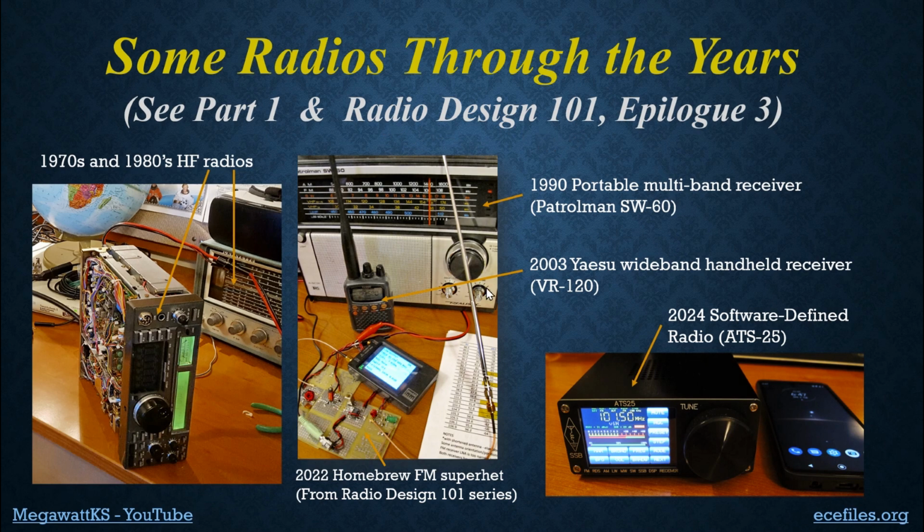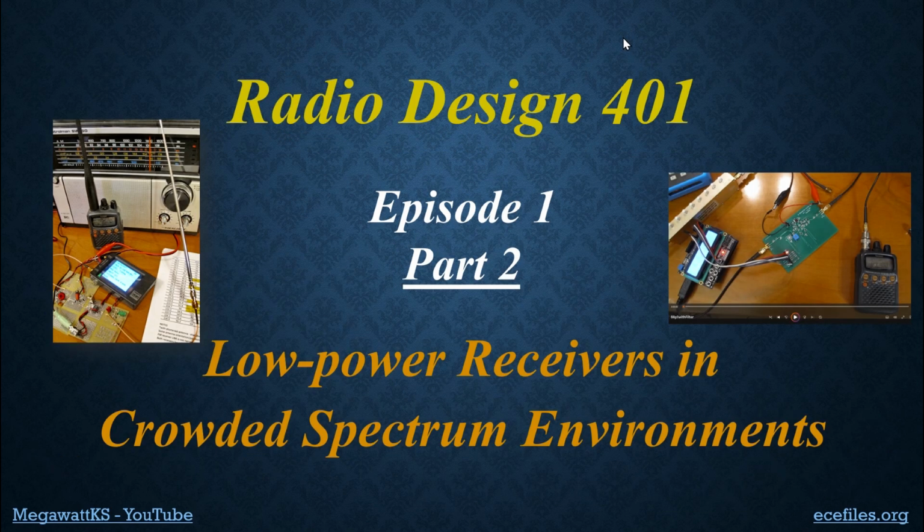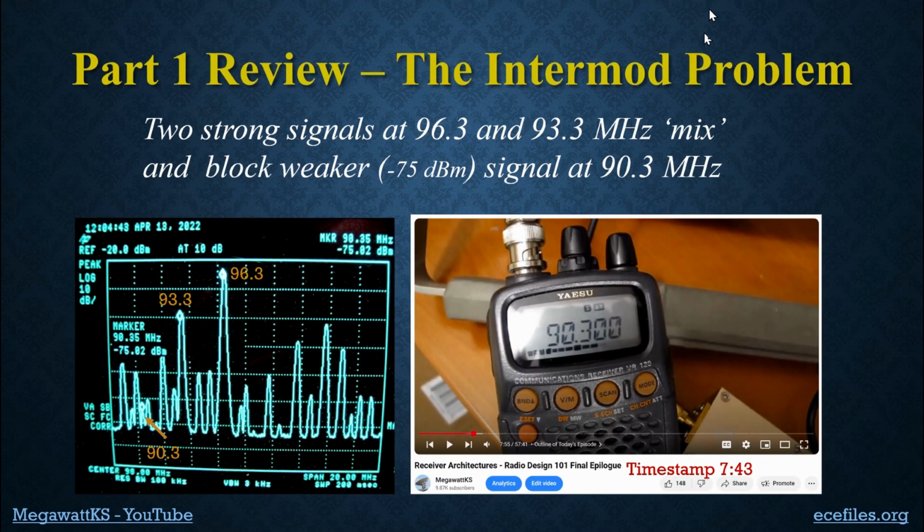And in part 1, and also in epilogue 3 of the prerequisite Radio Design 101 series, we looked at the performance of several different radios, including some of the newer ones. And what we found was those radios struggled with some signals that were present in the environment, but they just could not receive them. So today, in part 2, we're going to talk about why and what you can do about it. In particular, we are going to be focusing on what's called the intermodulation problem. That is a fundamental problem that can occur in any radio design.